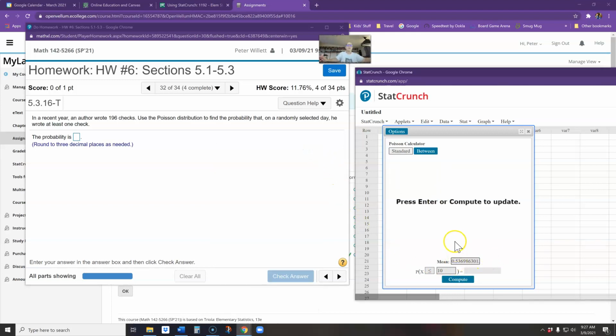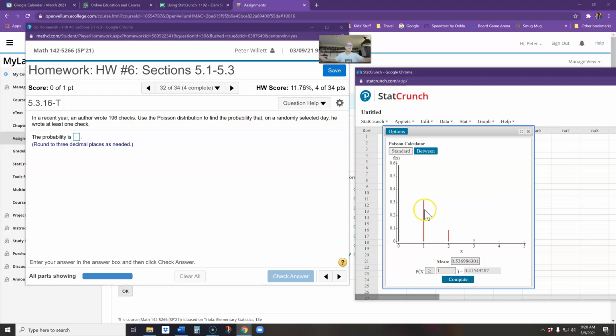Once the mean is in for the Poisson distribution calculator, you can calculate whatever probability they're asking for. So what are they asking for in this problem? The probability that on a randomly selected day, he wrote at least one check. At least one means one or more. So that means 1, 2, 3, 4, 5, up to however many. But as a probability, that would be the probability that x is greater than or equal to 1. So I'm going to change the symbol to greater than or equal, change this to a 1, and then hit compute.